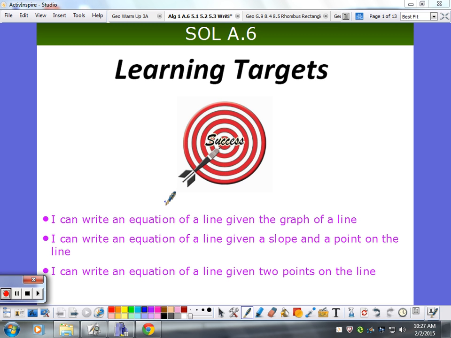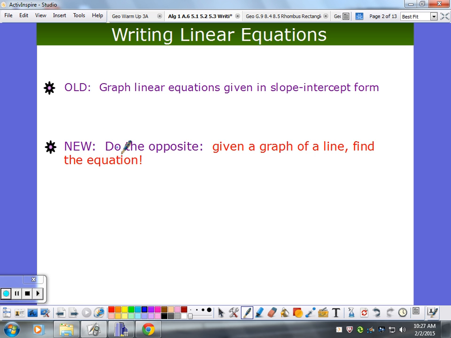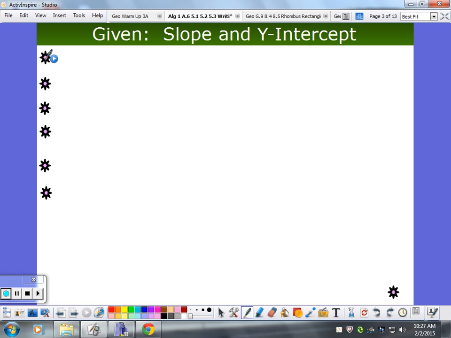So we're going to write equations of lines. We're writing linear equations. Before, we were graphing them. I give you an equation, you graph it, right? That's what we did in our warm-up. Now you're going to have a graph, and you're going to come up with the equation. Okay, so that's what's different about this. Given the graph, can you find the equation? So let's see. Slope and y.